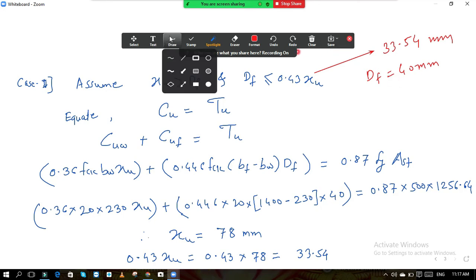Are you getting my point? So it means that your third condition is going to be satisfied. Okay, so move to case number 3. So this assumption is also wrong. Okay, you can write here, this assumption is also wrong.